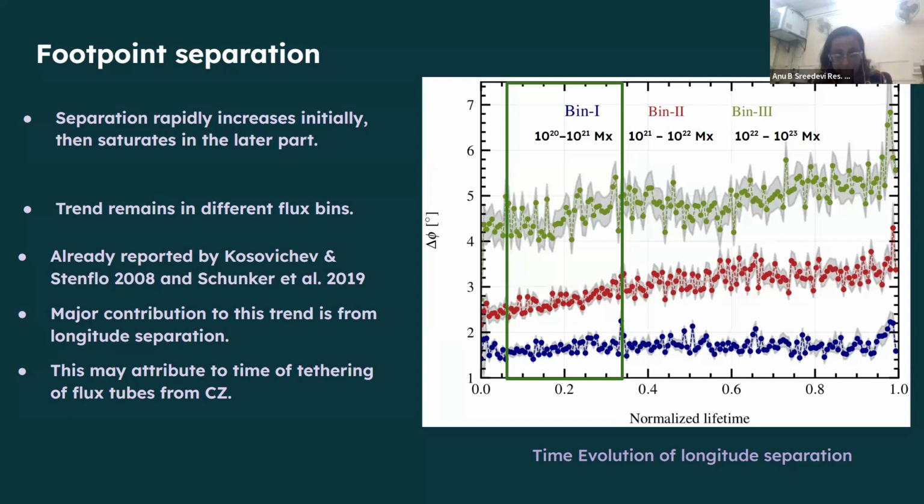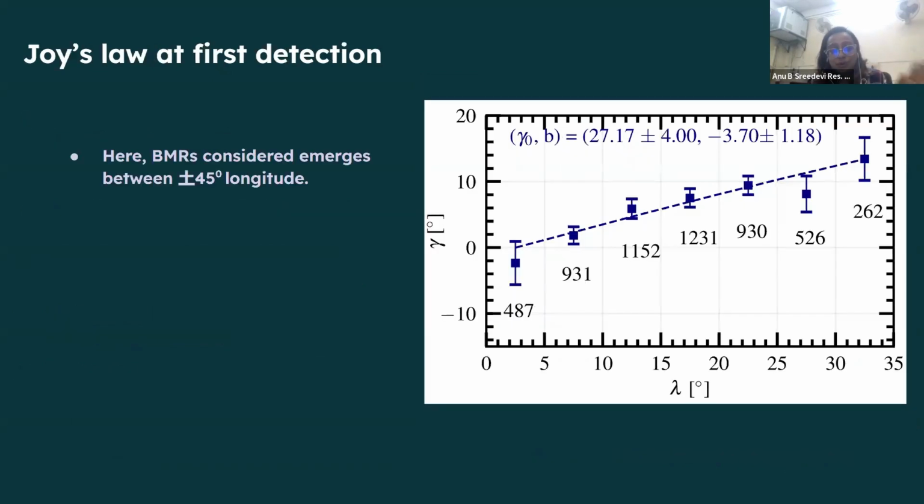But if such a thing happens, what will we see as a first indication of that on the surface? It will be a sudden increase in the longitude separation. So we hypothesize that this can be the sudden increase, and the reason for it can be the tethering of the foot points from the convection zone. So for the thin flux tube approximation, I would say, okay, we have some observational support for it. So yay. Now let's go to the Coriolis force as the reason behind the tilted BMRs.